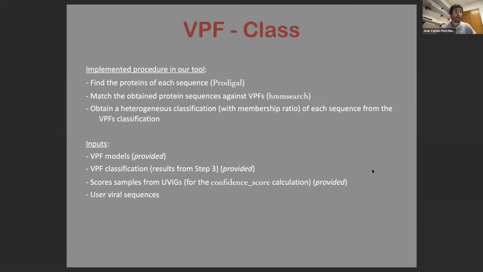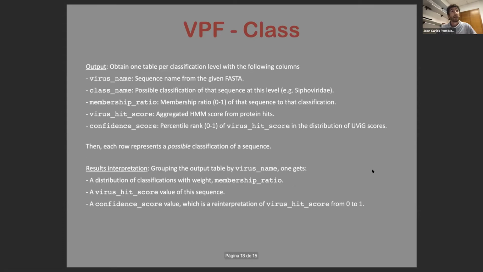What are the inputs? They are the VPF models, which are provided by us, and the VPF classification. This is the result from step 3, and the score samples from the uncultivated viral genomes. Then the confidence score, which is also provided by us, and obviously the user viral sequences. And then what is the output? The output of our tool is one table per classification level with the following columns. In that case, we obtain 6 tables, one for every taxonomic or host prediction rank level.